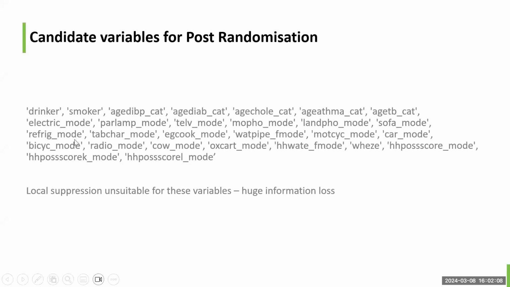And then this list of variables here are things that people see. So whether someone smokes or not, whether someone has piped water, what they use for cooking, and so on and so forth. If you apply techniques to do with suppressing some of the values and so on, you end up with a huge information loss. So there's a different way for handling them that we applied, and I'll give more details.